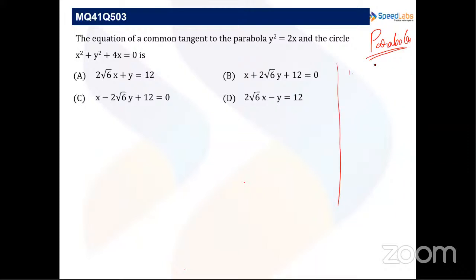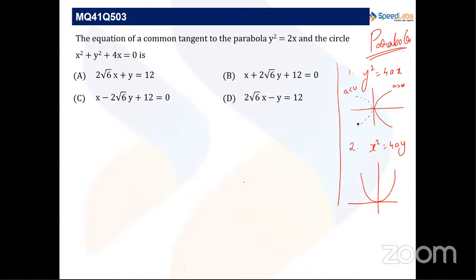First of all, if we see the general equation of parabola, either y square equals 4ax, so this is the parabola, or secondly x square equals 4ay. Then you will have this parabola if a is positive. In case a is negative, then the parabola will be this one, and in case a is negative, then the parabola will be this one.